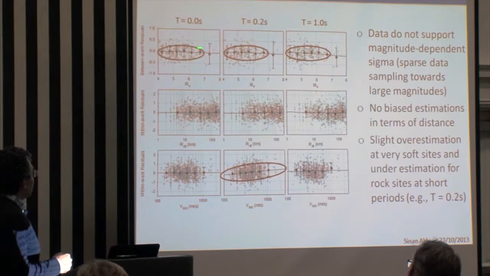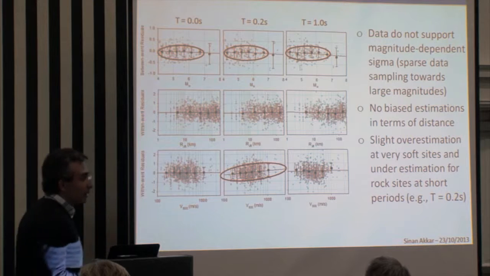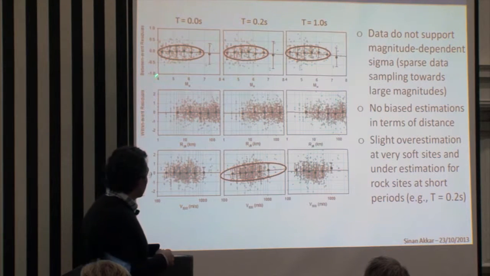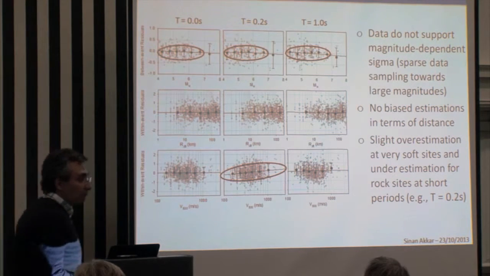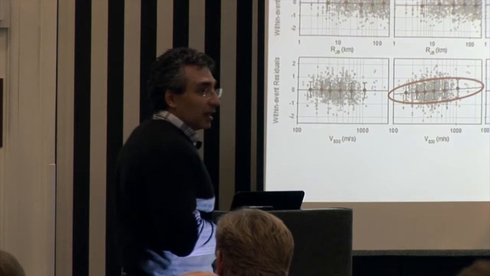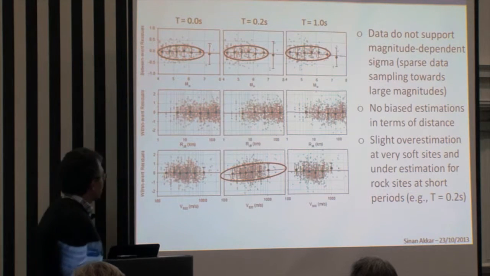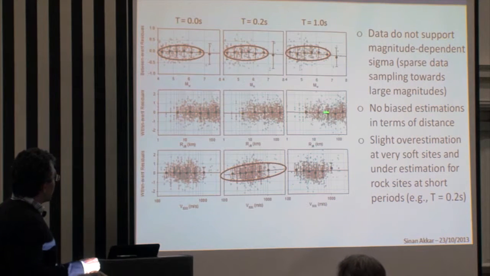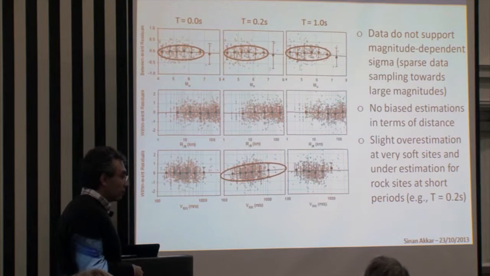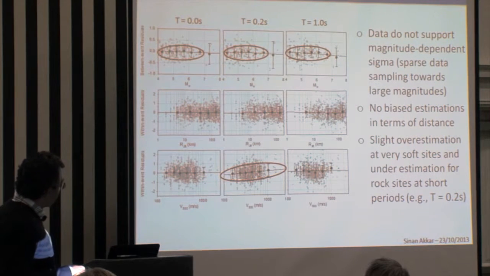For magnitudes below 7, it seems there is no dependence on magnitude for residuals. I wouldn't rely on the statistics for magnitudes above 7 because we have very few data. So our model doesn't show magnitude dependence for magnitudes below 6.5 or maximum 7. As you can see here, there is no bias in terms of distance, and for shear wave velocity, we have 30 bins.